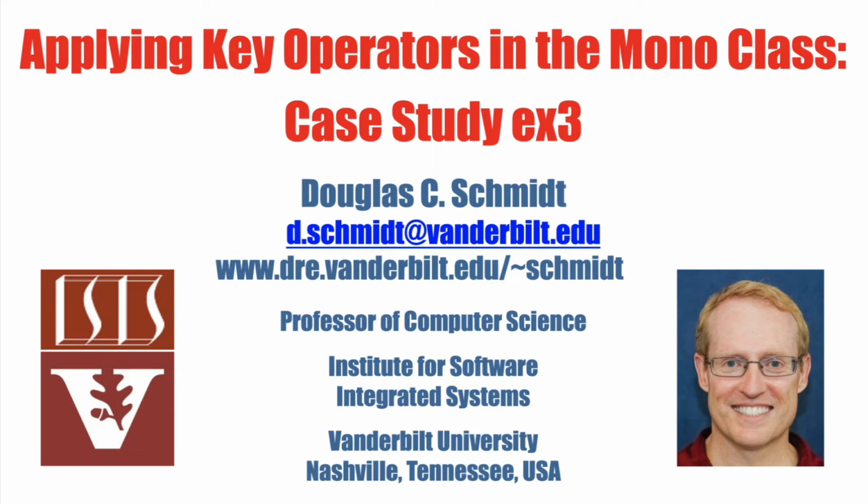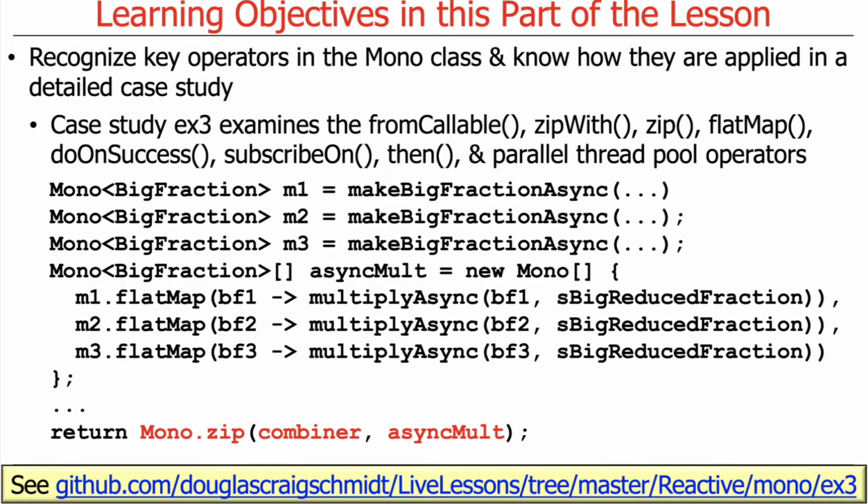So now that we've walked through various operators in the Mono class that we've been discussing, suppressing operators and transforming operators and scheduler operators and combining operators and so on, let's take a look at a case study, which is case study EX3, that will put it all together. And this particular case study is going to take a look at fromCallable, zipWith, zip, flatMap, doOnSuccess, subscribeOn, then, and parallel thread pool operators in order to demonstrate how those things can get used to do some pretty cool stuff.